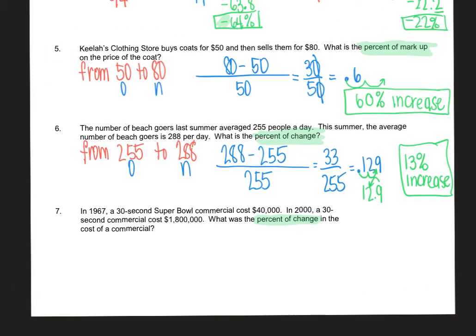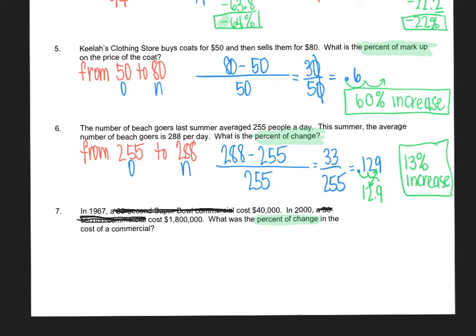In 1967, a 30-second Super Bowl commercial cost $40,000. In 2000, a 30-second commercial cost $1,800,000. What was the percent of change? Now, there's a lot of numbers here, but ultimately, the length of the commercial makes no difference to us. It could be a 30-second one. It could be a 2-minute commercial. That is not relevant. That's extraneous information. So we're just going to cross that out.